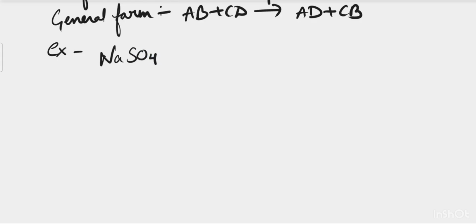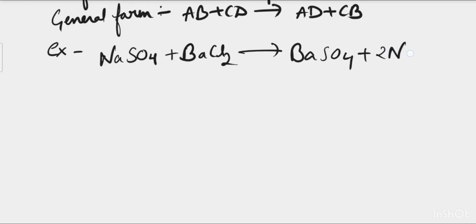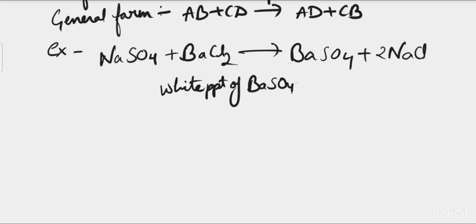Na2SO4 plus BaCl2, it will form BaSO4 plus 2NaCl. And what will happen? A white precipitate of BaSO4 forms. If an insoluble solid forms, then it is also called a precipitation reaction.